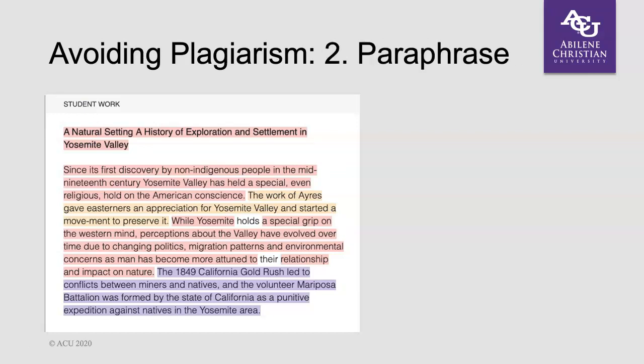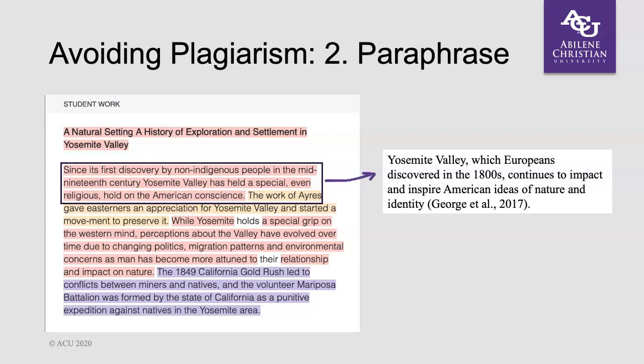The next step to correct plagiarism is to paraphrase the ideas that are taken from other sources. Here's how you should paraphrase. First, read the original sentence for understanding. Look away from it, and then put the idea into your own words. In your paraphrase, you can emphasize different parts of the original idea depending on the context of your own paper. For example, this paraphrase emphasizes George et al.'s idea about the lasting impact of Yosemite Valley on America. And, of course, it gives the author's credit with a citation. This is an example of an effective paraphrase.